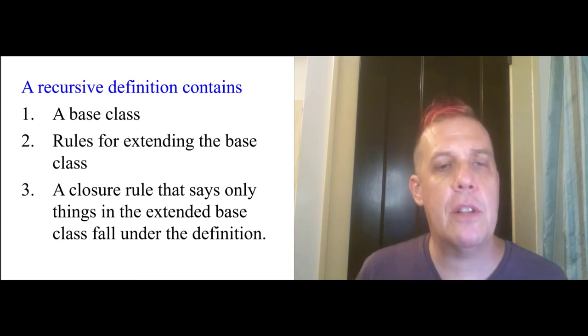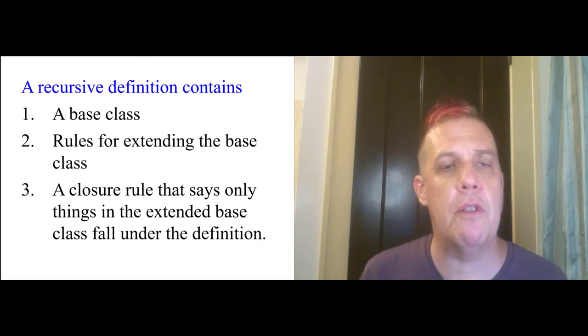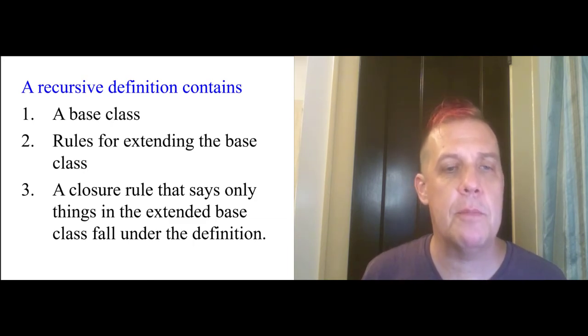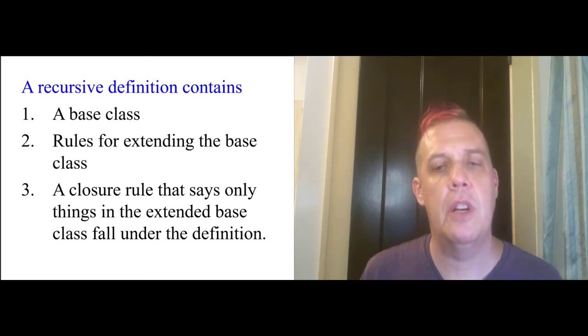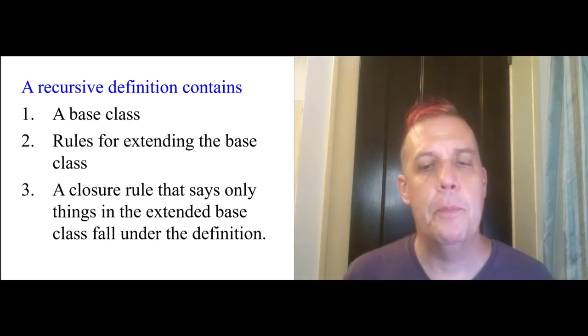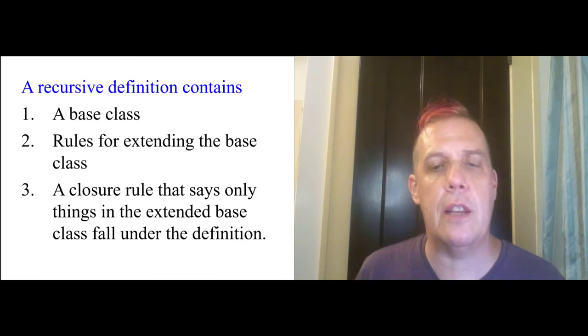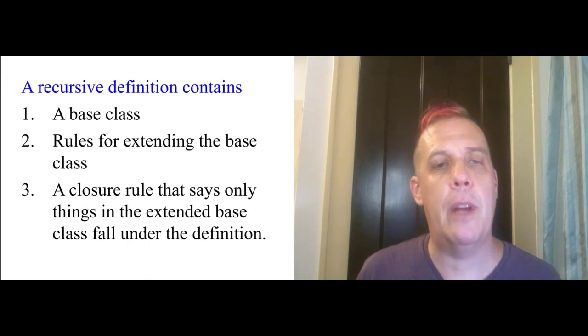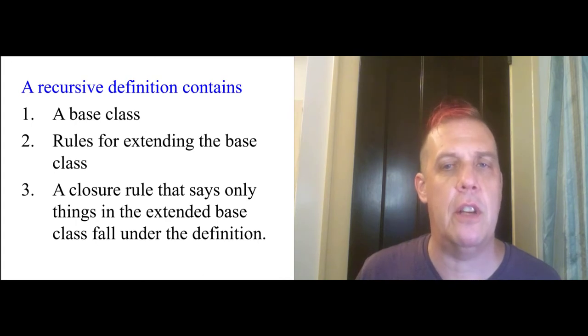You add to that base class rules for extending the base class, which says that anything that you can create by combining members of the base class in a certain way also counts as a sentence. And then finally you have a closure rule that says that only things in the extended base class fall under this definition. And this, again, is another illustration of the way that logicians think that the difference between if and only if is very important. And now we have a recursive definition that has both ifs and only ifs in it, so it is a solid definition.